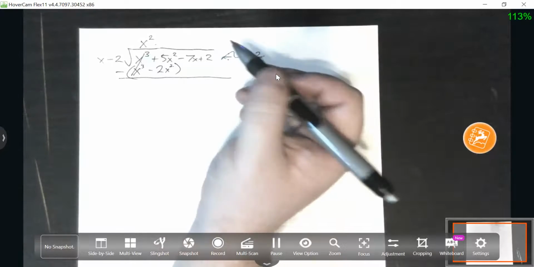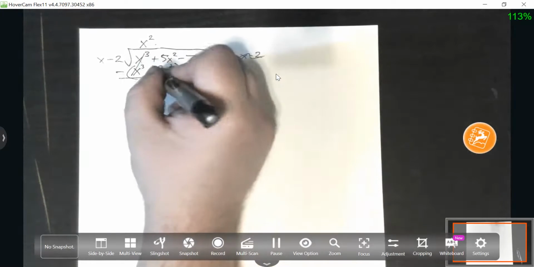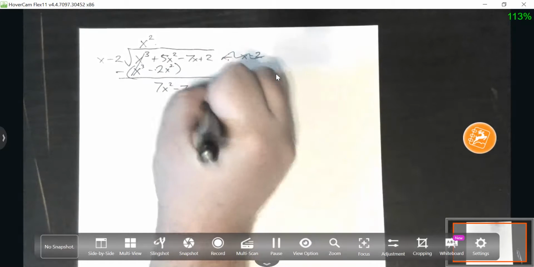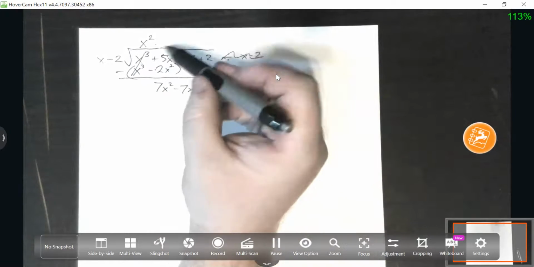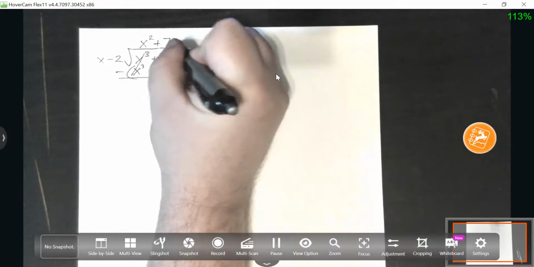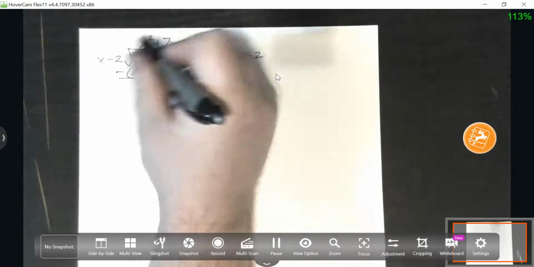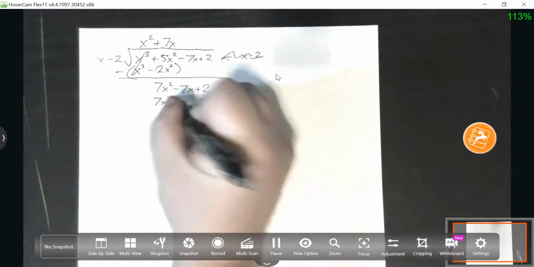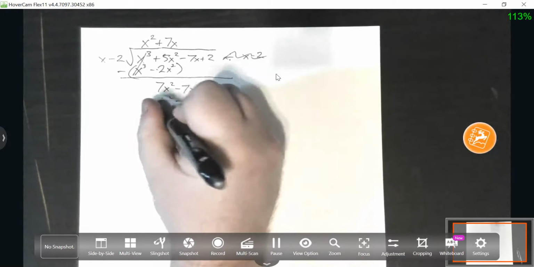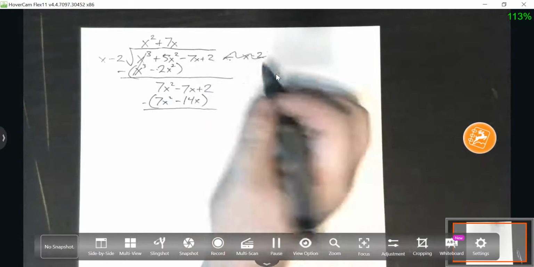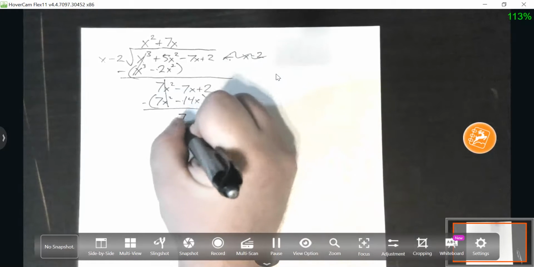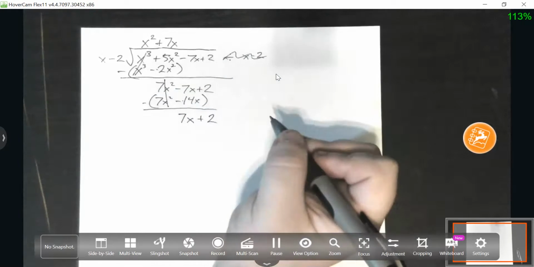They cancel, which is what we want every single time. 5 plus 2 is 7x squared. And I bring everything down. Okay, x going into 7x squared, yes, it goes in 7x times. 7x times x is 7x squared minus 14x. Draw the line, reverse the sign. These cancel, negative 7 plus 14x is 7x plus 2.